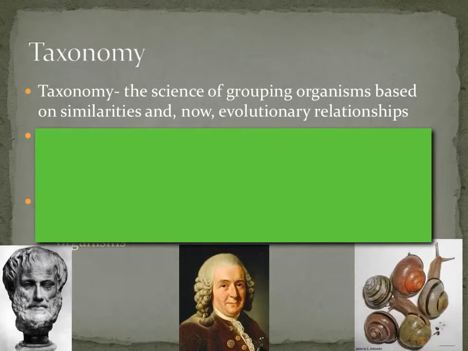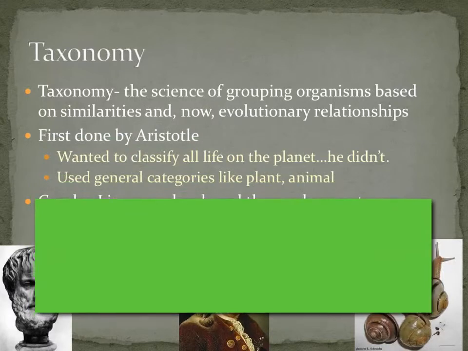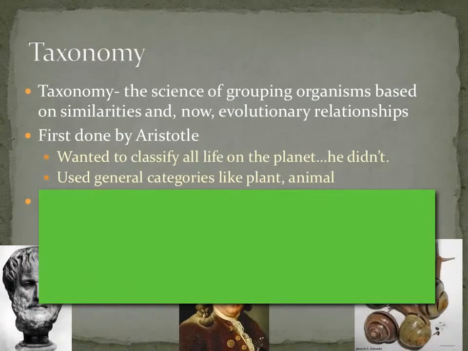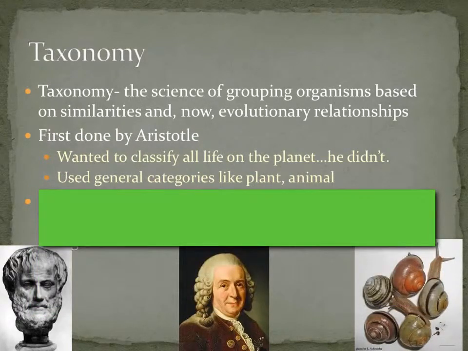This process was first done by Aristotle. Right, so we're talking about ancient Greece here. And he wanted to classify basically all life on the planet. Needless to say, he didn't, right? He's in ancient Greece, and they hadn't even discovered half the planet. And he really didn't even successfully do all of the Mediterranean. He was just using some general categories.